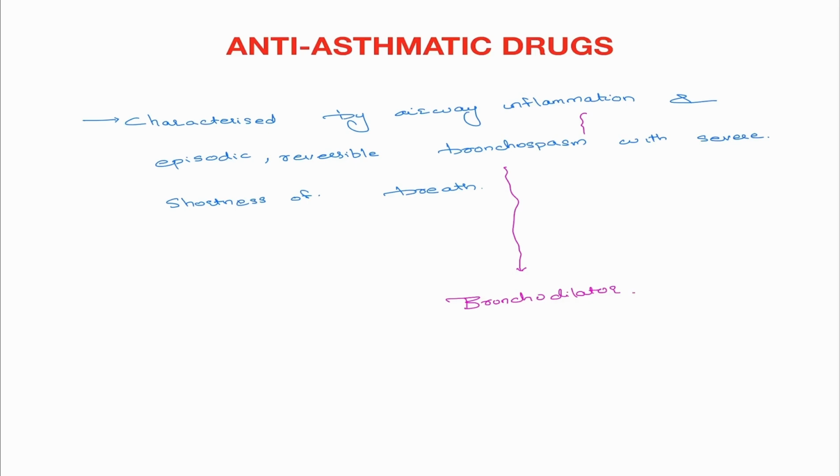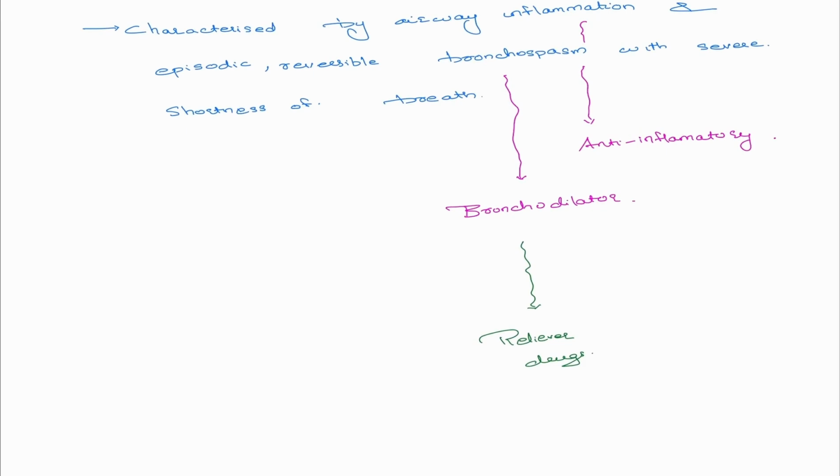The drug which we use for bronchospasm is bronchodilators. Understandable, isn't it? Then, if there is inflammation, what are we going to use? We are going to use an anti-inflammatory agent. Bronchodilators are called reliever drugs because if there is severe bronchoconstriction, there is immediate relief. That's why they're called reliever drugs. Then we have the anti-inflammatory ones, which are called controller drugs. It just controls inflammation.